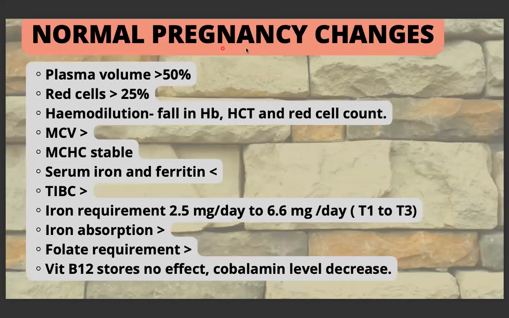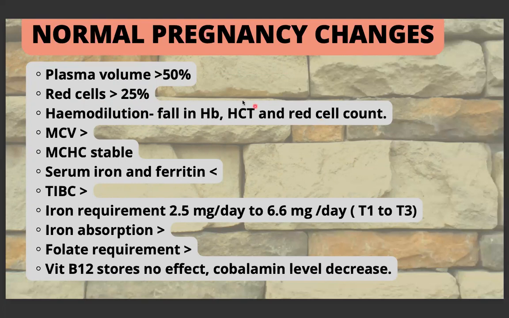So what are the normal pregnancy changes that lead to increased risk of anemia? In pregnancy, there's an increased plasma volume of 50%. Also, there's an increase in red blood cells of around 25%. These together will lead to what's called hemodilution, in which there will be a fall in hemoglobin, hematocrit, and red blood cells.